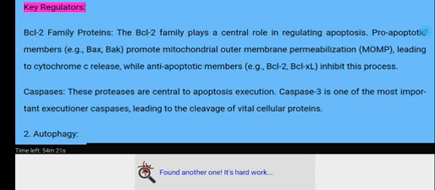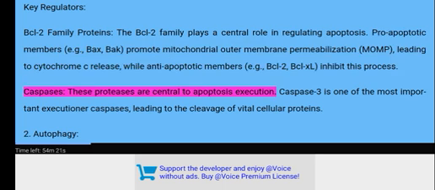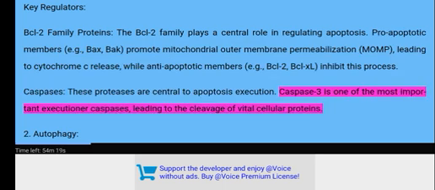Key regulators. BCL2 family proteins. The BCL2 family plays a central role in regulating apoptosis. Pro-apoptotic members, e.g., BAK, promote mitochondrial outer membrane permeabilization, MOMP, leading to cytochrome C release, while anti-apoptotic members, e.g., BCL2, BCLXL, inhibit this process. Caspases. These proteases are central to apoptosis execution. Caspase 3 is one of the most important executioner caspases, leading to the cleavage of vital cellular proteins.